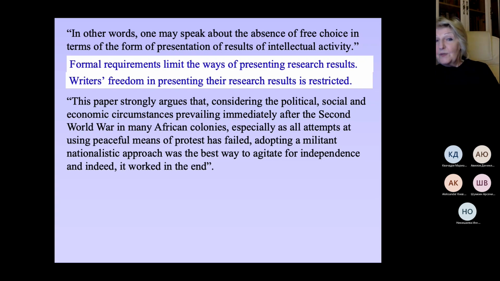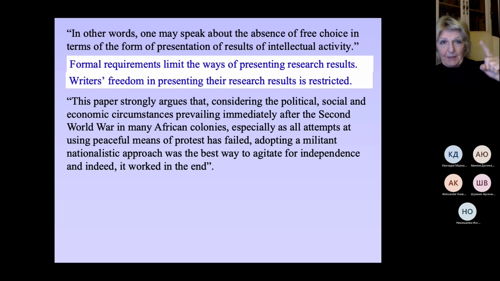Can you elicit the collocation, which is the most important in this thesis? Militant nationalistic approach? Absolutely. And where can you find it? In the end of the fourth line. You should begin with the militant nationalistic approach, right?